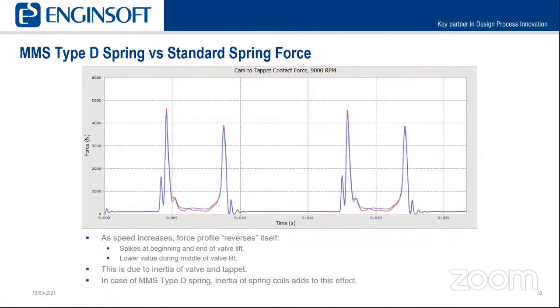As we increase to 9000 RPM, we can see some similar trends to what we saw before. The force profile reverses itself in that, instead of being high in the middle, it is now low in the middle, and there are some initial and final spikes surrounding the valve lift event. The reason for this is the inertia of the valve and the tappet. In the case of the MMS type D spring, the inertia of the coils of the spring adds to this effect. That's why this red line is even lower than the blue line.